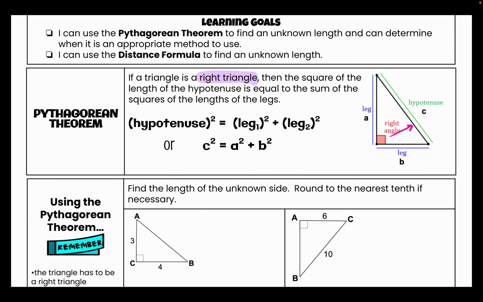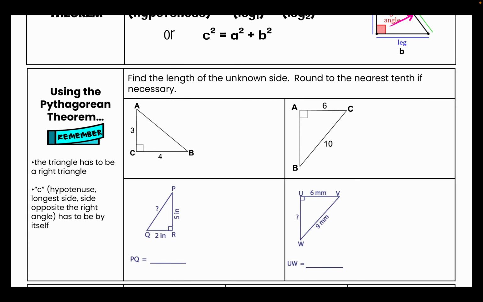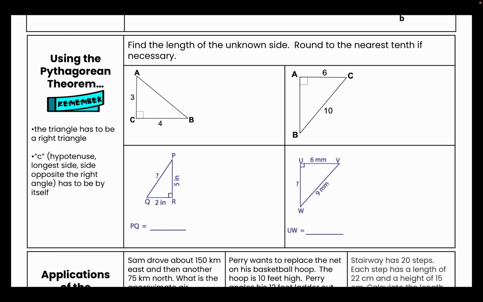Okay, and then here's our formula. It's c squared equals a squared plus b squared. So c squared is your hypotenuse. And again, your hypotenuse is across from your right angle. When using the Pythagorean theorem, remember the triangle has to be a right triangle, so I said that. And then your hypotenuse, the longest side, has to be by itself.